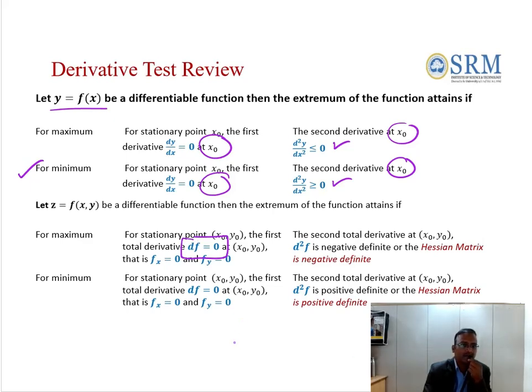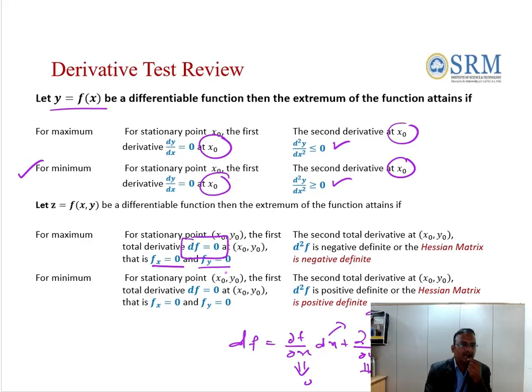So what is df? df equal to dou f by dou x into dx plus dou f by dou y into dy. This is your df. So df equal to 0 means, already we know that dx is a small increment, dx is strictly greater than 0 and dy is strictly greater than 0, therefore dou f by dou x must be 0. Similarly, dou f by dou y must be 0. Therefore df equal to 0 means fx must be 0 and fy must be 0.